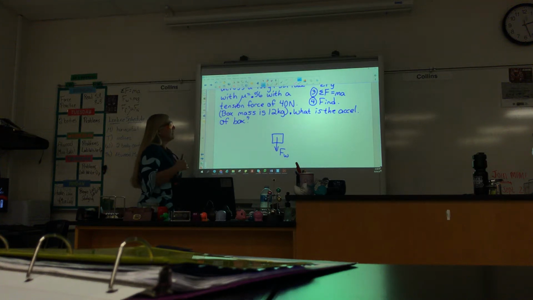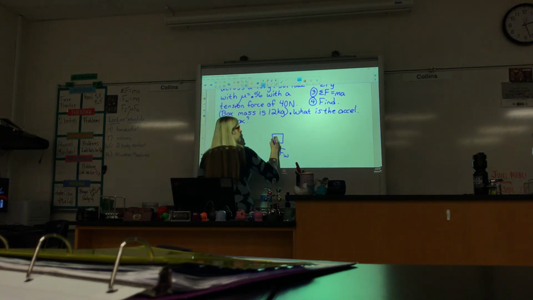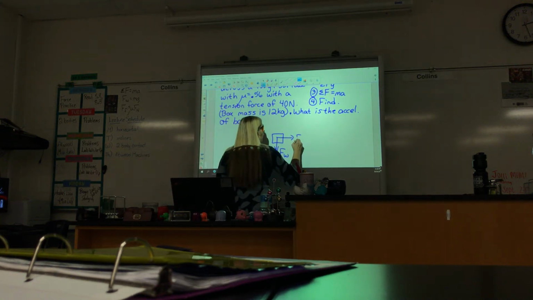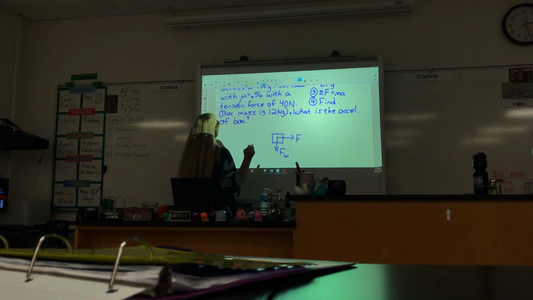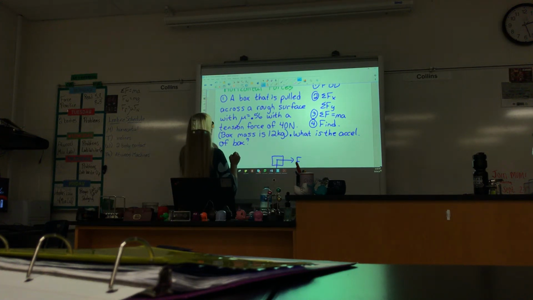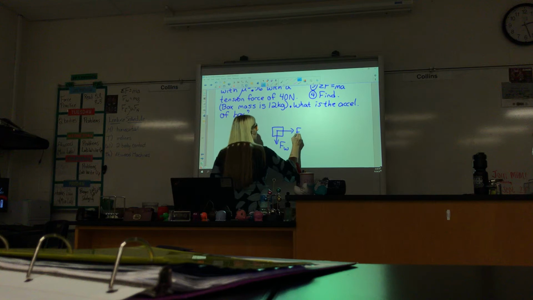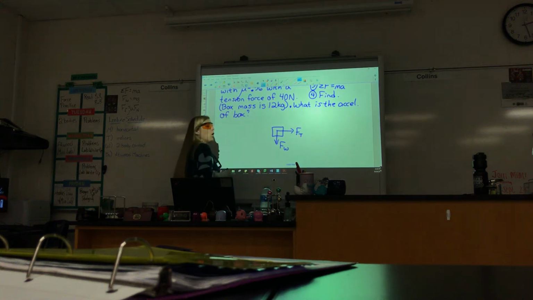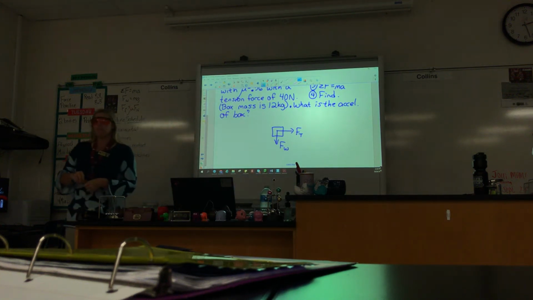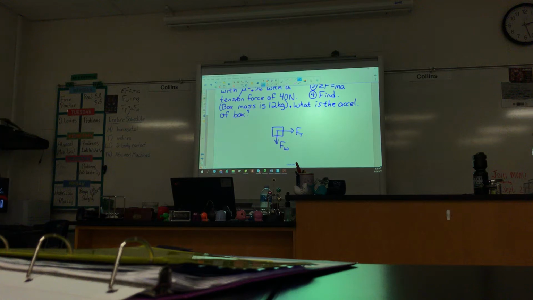It tells me that somebody's pushing or pulling the box. Since it doesn't tell me which way, I'm going to make the assumption it's to the right so that keeps it positive for me. Did it say a tension force? Yep, it said a tension force. So we'll call that FT. What other forces are acting on the box? Normal. I heard friction and normal, and you are both right.